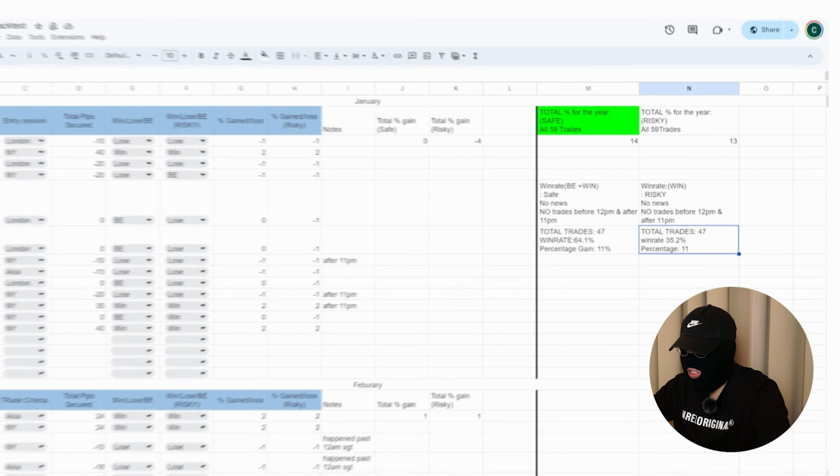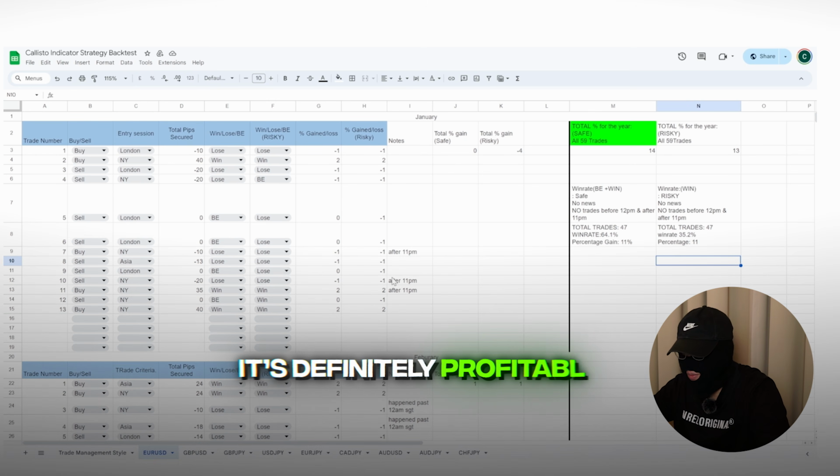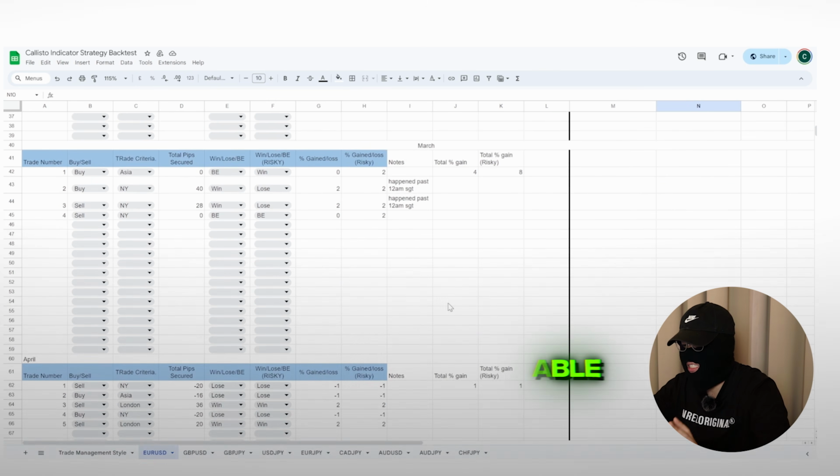This means the risky approach for Euro USD resulted in more full TPs than the safe, but it also means it has a higher SL rate given the decrease in win rate. Apart from that, this pair is a pretty decent pair to trade this strategy on, as it's definitely profitable with such a win rate as seen as a percentage gain.